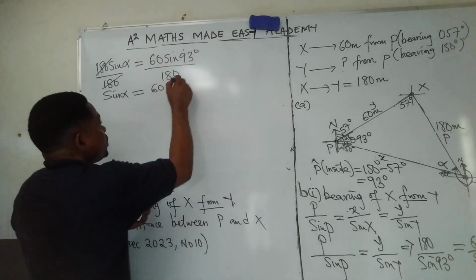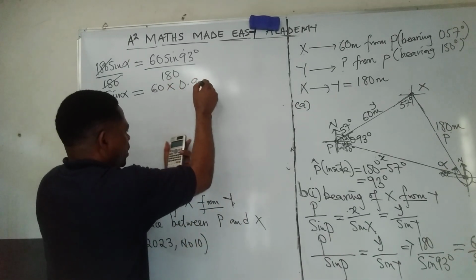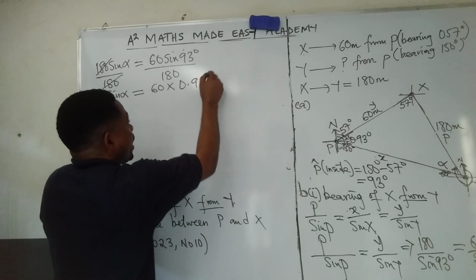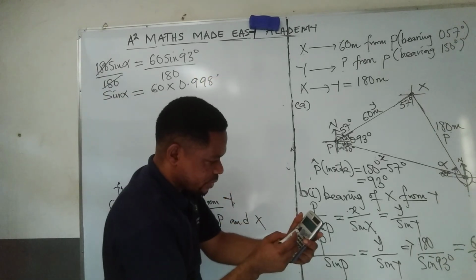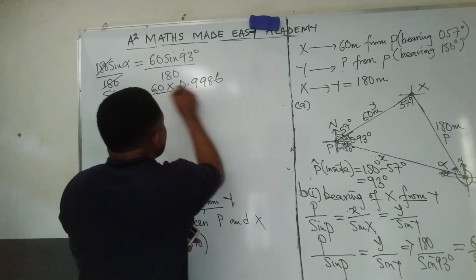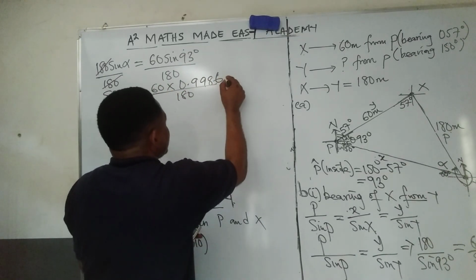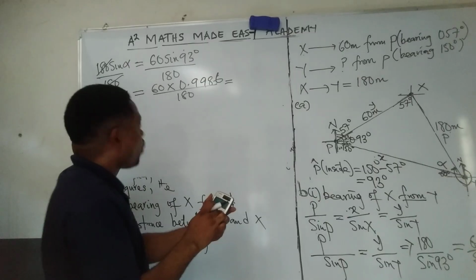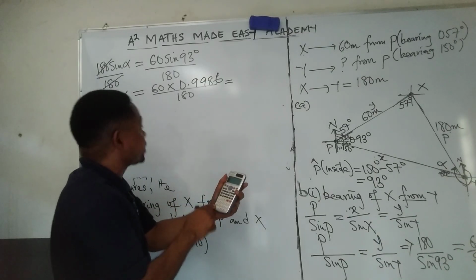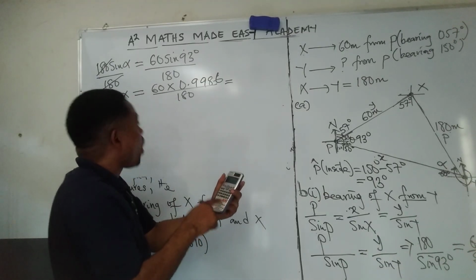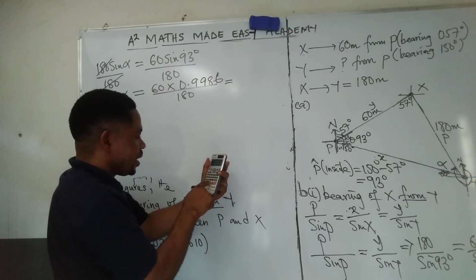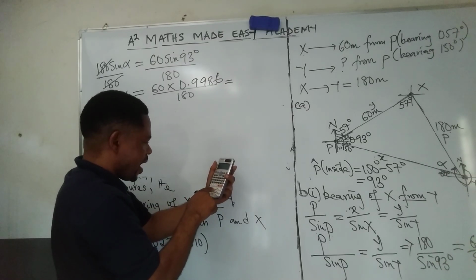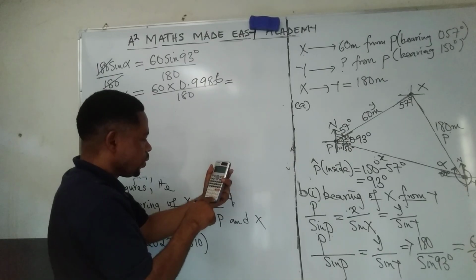The answer is 0.9986. We have 0.9986, then divided by 180. Now can we proceed? What we are going to do now is 60 times 0.9986. What will it give you?